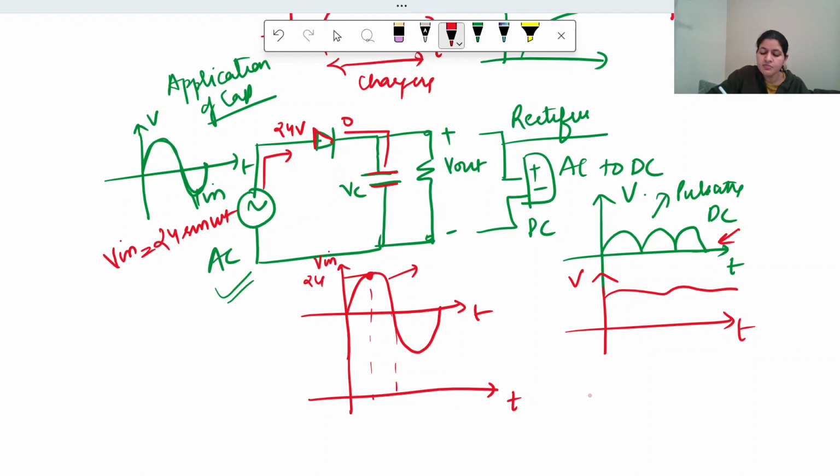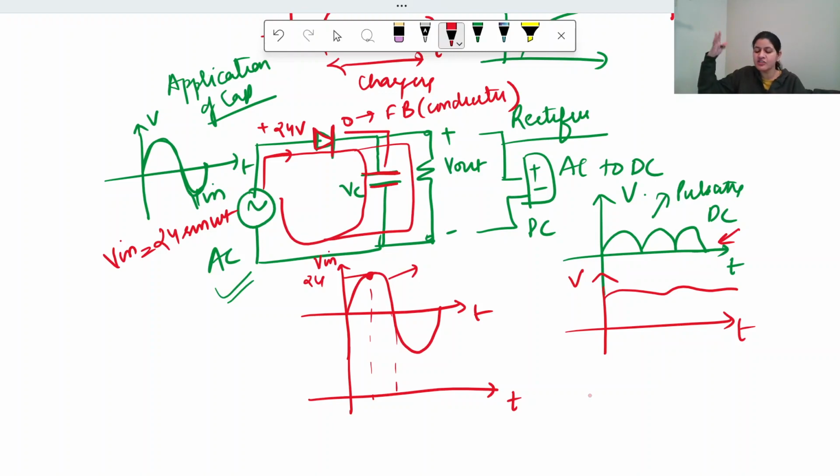So this part of the diode is getting plus 24, this part is getting 0. That means it is forward biased, or conducting. And if it is conducting, current will easily flow like this, and the capacitor will charge itself slowly, right? So if this is V output, we are slowly getting up to that 24 volt. So let's say this was 24 volt.